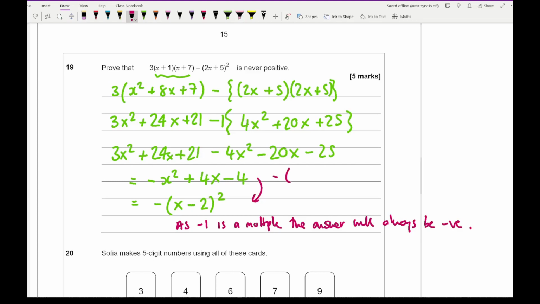And again, if you're not sure about how I've got from there to there, if I take a minus out, I end up with x squared minus 4x plus 4, then I can factorise this, because I've got two numbers that multiply together to equal 4, added together give me minus 4, so that's going to be (x minus 2)(x minus 2), which ultimately will lead me to that.